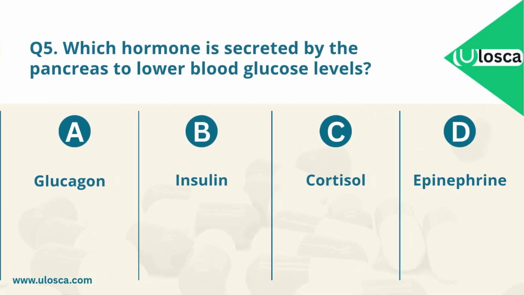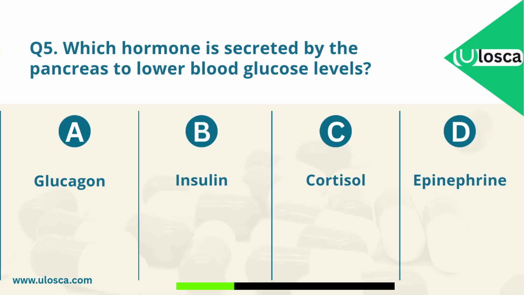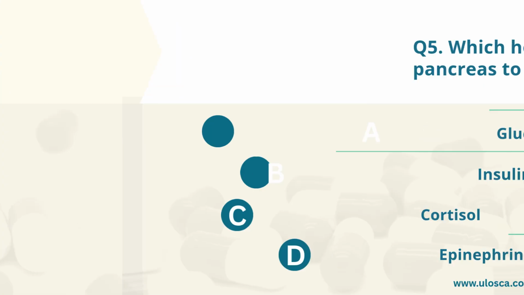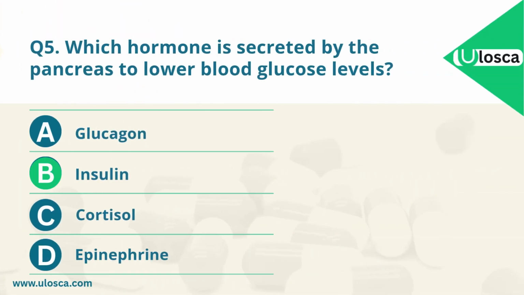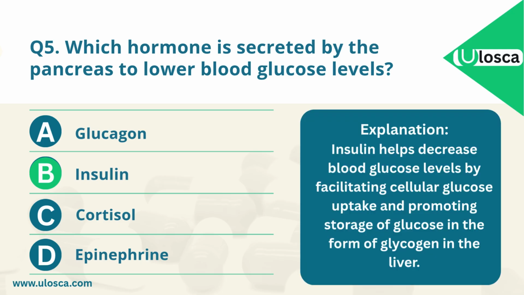Question 5. Which hormone is secreted by the pancreas to lower blood glucose levels? A. Glucagon. B. Insulin. C. Cortisol. D. Epinephrine. Which one is the correct answer? The correct answer is B. Insulin. Explanation. Insulin helps decrease blood glucose levels by facilitating cellular glucose uptake and promoting storage of glucose in the form of glycogen in the liver.